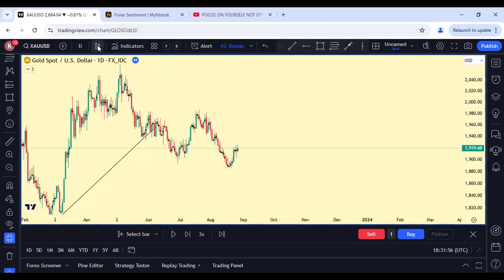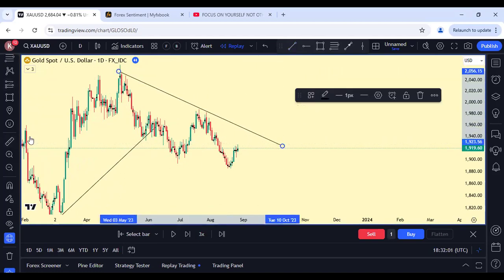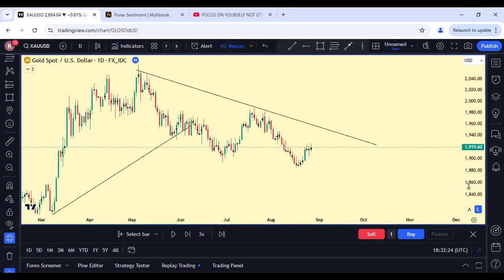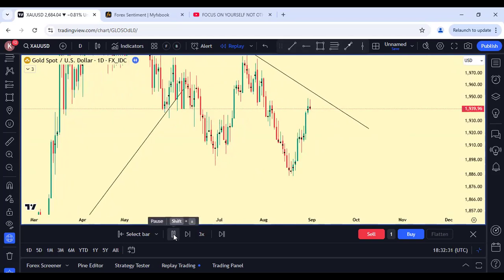Here we have an institutional trend line, because of the criteria of this area with a small body candle. So the institutions are looking at this. Right here, we have a zone around here. So where is the zone? Let's play further for clarity.